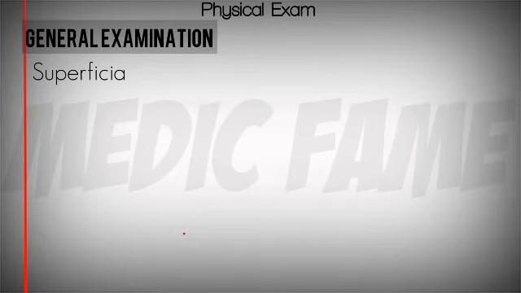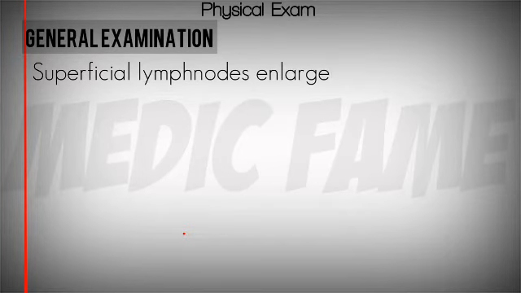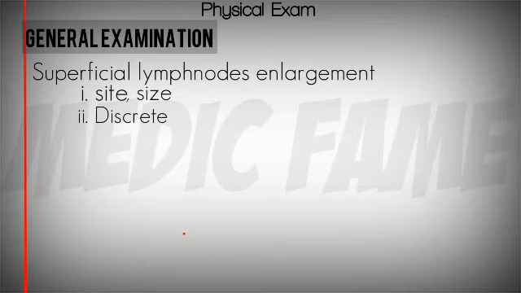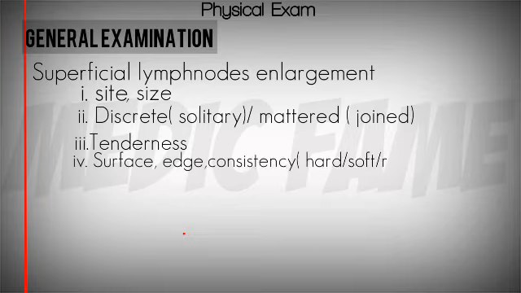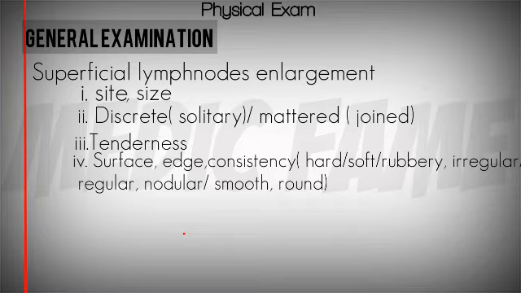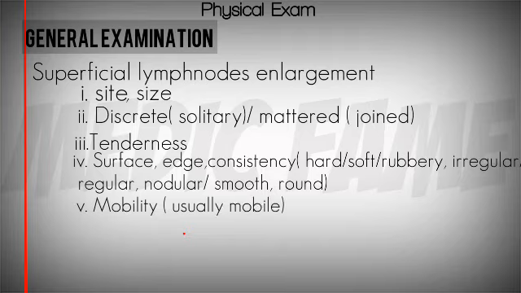On lymph nodes, we normally examine the superficial lymph node enlargement, on which we look for the site. There are several sites where lymph nodes are present. We look at the size, if it is discrete or matted, and if the lymph node is tender. We also check for the surface, the edge, the consistency, if it is hard, soft, rubbery, irregular or regular, and if nodular, smooth or round. We also look for mobility of the lymph node, but usually it is mobile.